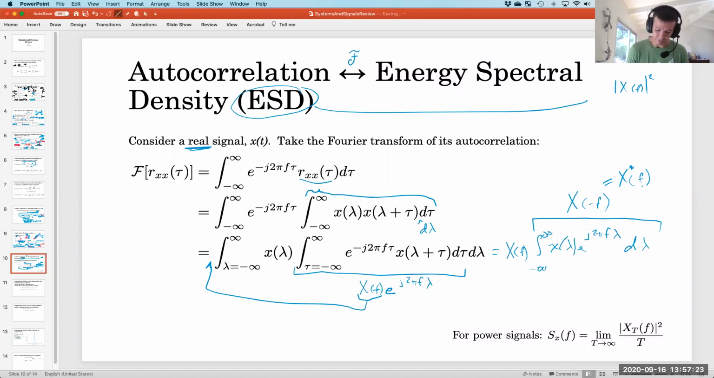All right, so after a couple of observations and substitutions, at the end of the day, we get that the Fourier transform of the autocorrelation is a product of the Fourier transform of x with the conjugate of that function. And if I multiply a number with its complex conjugate, that's the same as looking at its magnitude squared. Which is how we defined the energy spectral density.